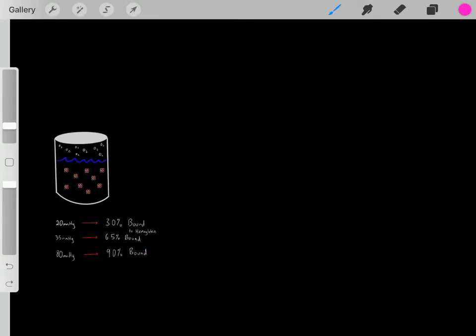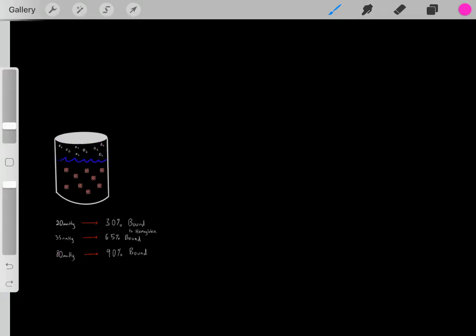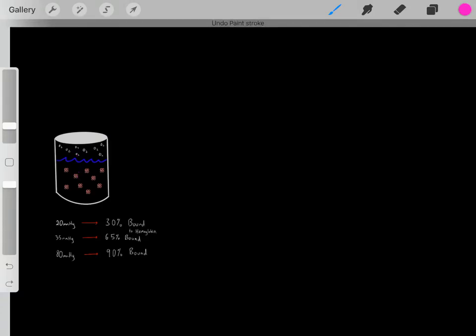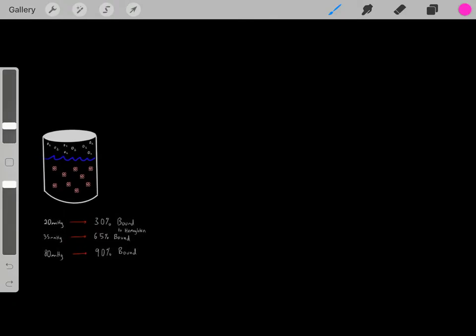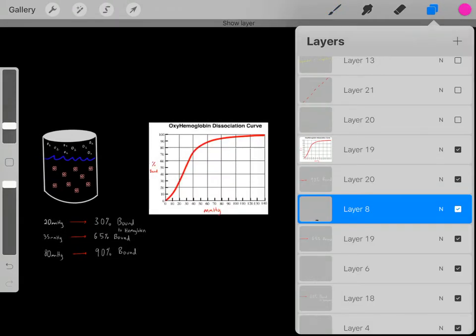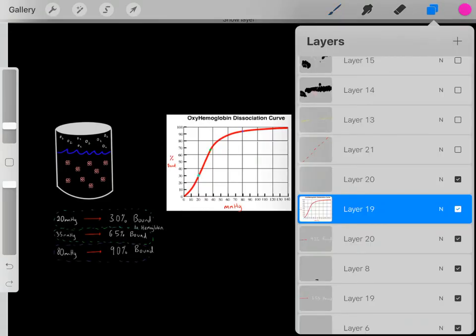So this makes sense. As we increase the partial pressure of oxygen, more oxygen is going to dissolve, so therefore more oxygen is going to bind. And we're going to have a higher percentage of the hemoglobin bound to oxygen. So now we can visualize this with a graph. And again, we can plug in our values.